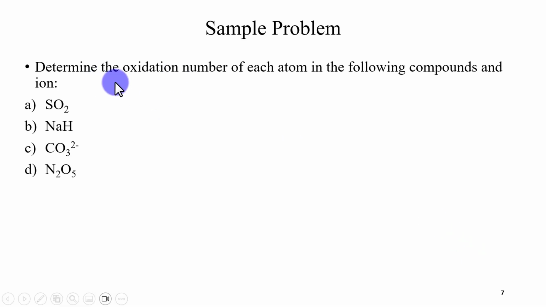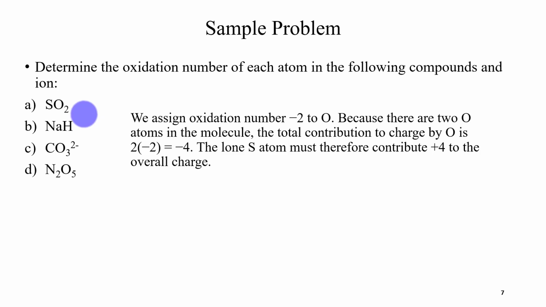Here's a sample problem for you to try. Determine the oxidation number of each atom in the following compounds or ions. I am doing the first one for you, SO2. From the table that we looked at, oxygen will have a 2- oxidation number, but you have 2 of those, and therefore the total contribution to the charge of oxygen will be 2 times -2, which is -4.